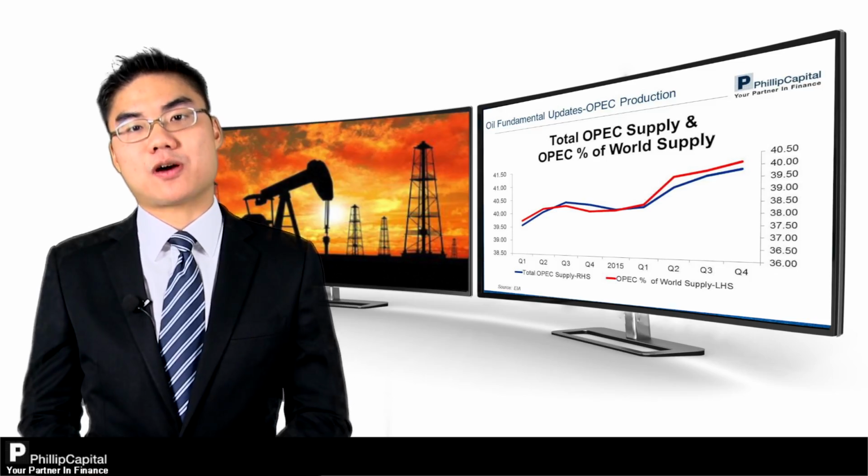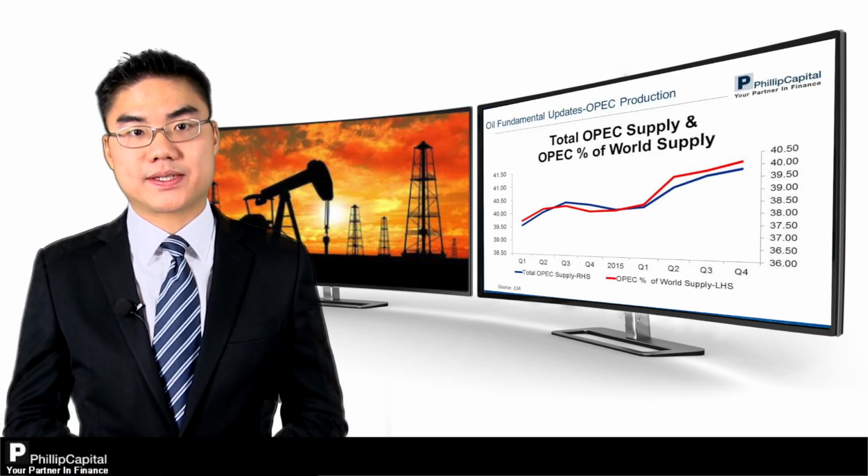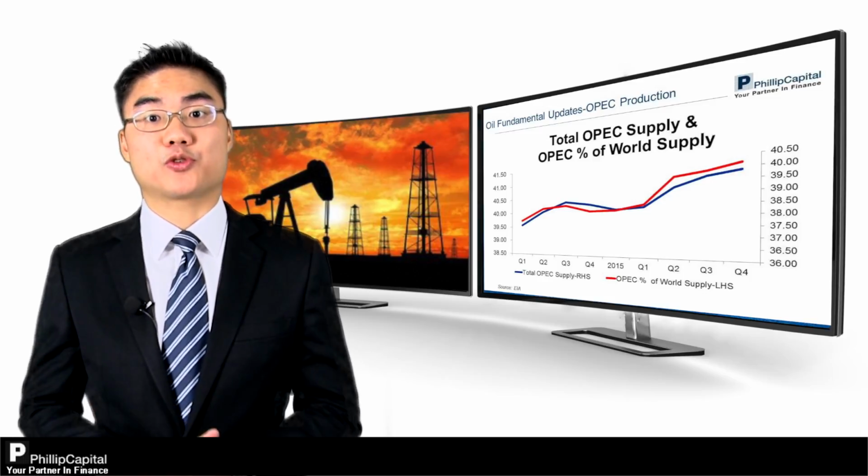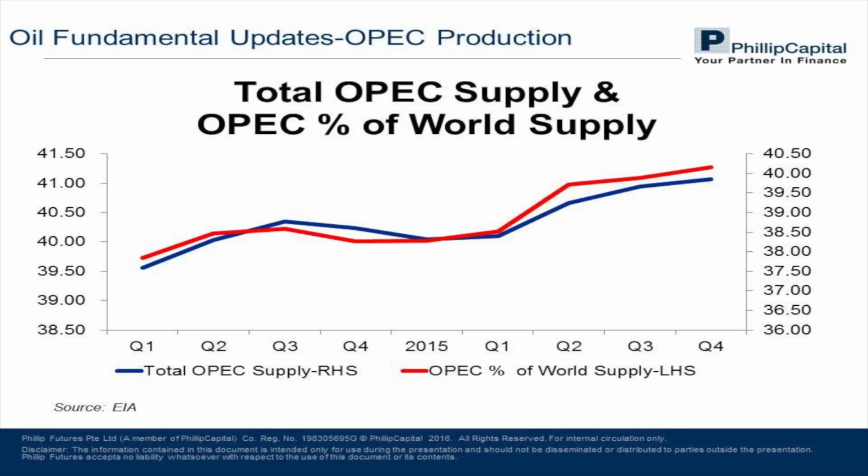Now I shall proceed to talk about the updates on the oil fundamentals. Moving on to the production side, oil production continues to remain high. Despite all this talk of an output freeze by OPEC members, OPEC global production has increased by 6% in absolute terms and 1.5 percentage points in market share of global production over the last 2 years. This is significant as OPEC currently accounts for about 40% of global oil production.